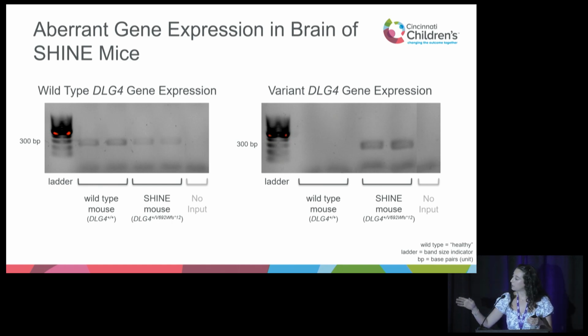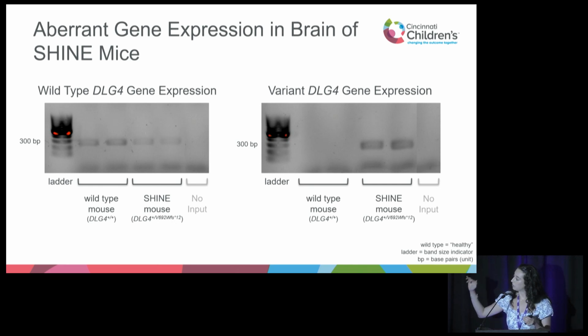In the first column, you see what we call a ladder. This tells us the approximate size of the RNA or the transcript that we're looking at. Here, I amplified a transcript that's about 300 base pairs. So that's what we're looking at there. In the next two columns, you see the wild type or the healthy DLG4 mouse, right? So this is a mouse with 2 healthy copies of DLG4.